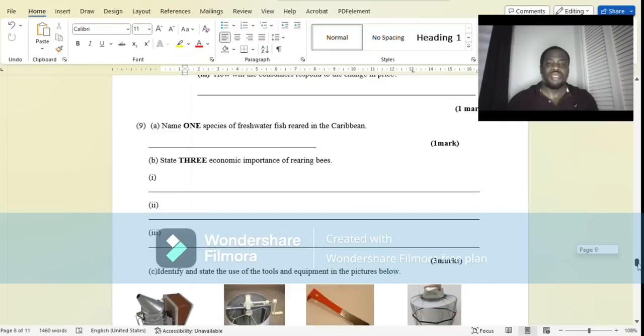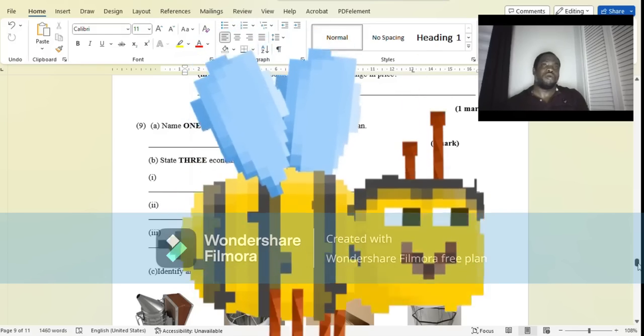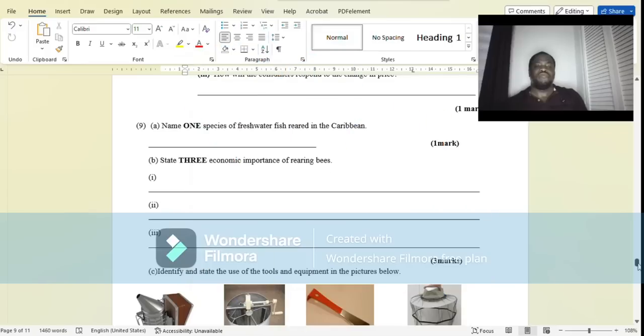It says, state the economic importance of rearing bees. We jump into bees. We know bees are those social insects. Bees are important in the sense of the jobs that they provide. When we talk about jobs in terms of apiculture, we have persons who are making the boxes. We have persons who are actually apiculturists who sell the honey. So we can get food. We also can get other byproducts: wax, propolis, royal jelly. So we have that aspect in terms of medicine. We have that aspect in terms of pollination.